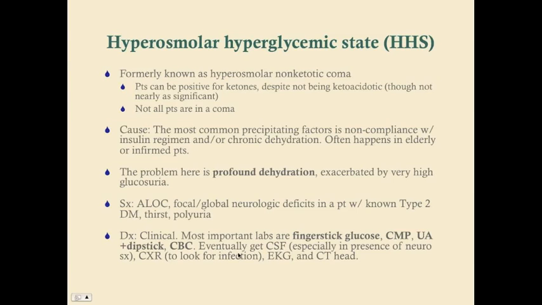Because there are neurologic symptoms, you're also going to want to get a CSF just to exclude any kind of trauma or any kind of infection. And then a chest x-ray is useful. It's easy. You can look for infection there. Pneumonia is a very common cause of infection, particularly in elderly people where this usually strikes. An EKG is good to get, and then a CT of the head.